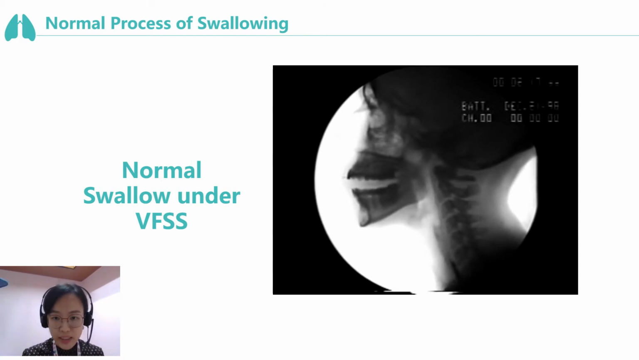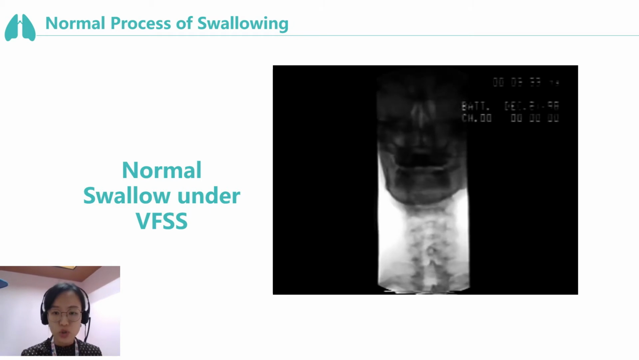And swallow, yeah, it reached the valleculae and is pushed downward. All right.